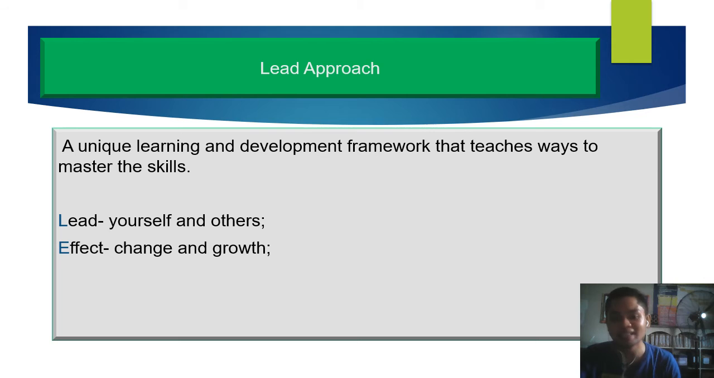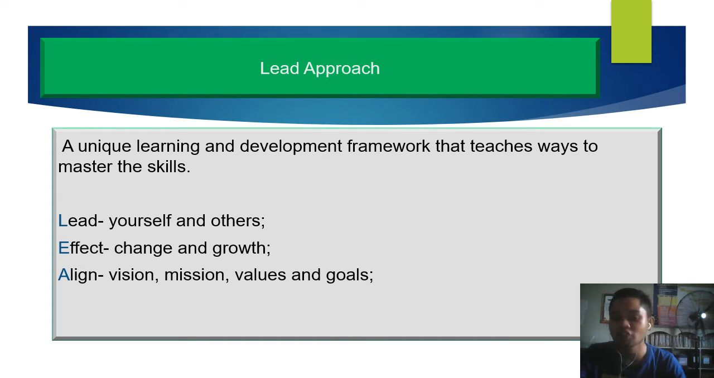Next, E stands for effect: change and growth. As a learner, it's very important for you to have improvement from what you've learned, which is very important as we go through your journey. Next, we have A, align.